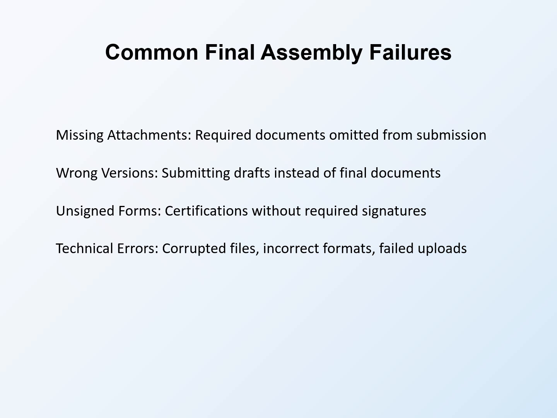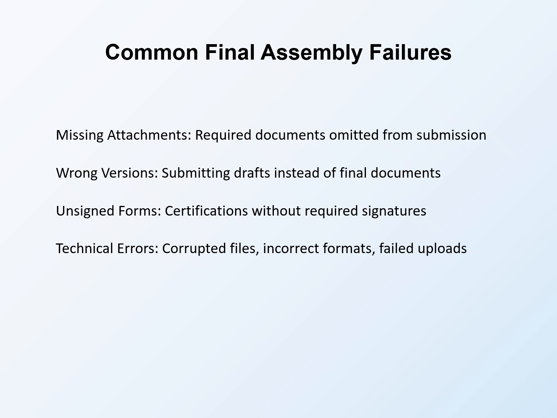Understanding common final assembly failures helps you guard against them. These failures occur frequently and are almost always preventable. Missing attachments are among the most common failures. Applicants complete the narrative but forget to include required budget forms, letters of support, or organizational documentation. Some electronic systems do not validate attachment completeness, allowing submission of incomplete packages. Your checklist must verify every required attachment is included, not just assume they are present.